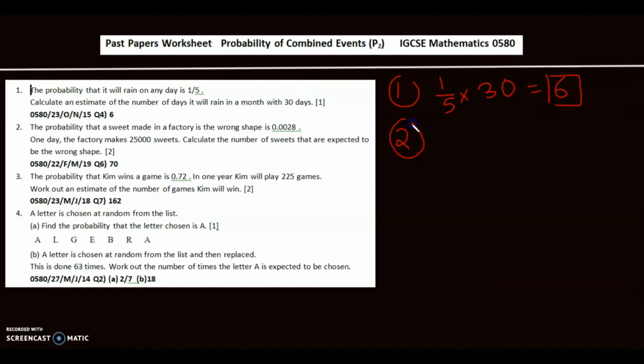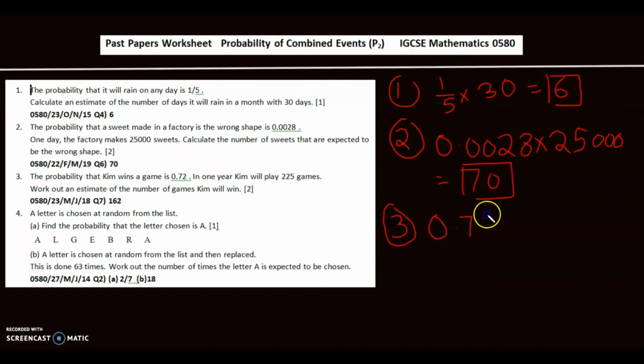Question number 2. The probability that a sweet made in a factory is the wrong shape is 0.0028. One day the factory makes 25,000 sweets. Calculate the number of sweets that are expected to be the wrong shape. So again, you multiply the probability with the total number of sweets, 25,000, which gives 70. To find the expected number, you simply multiply the given number with the given probability. That's it. Similarly, in question number 3, I'm not even going to read the question. It is going to be 0.72 times 225, which will give 162.